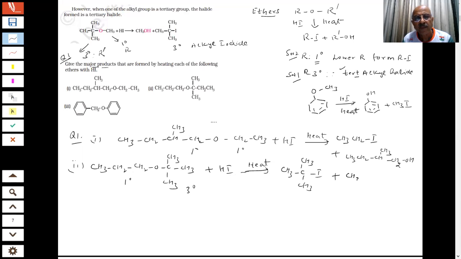Because you know this proceeds through the SN1 mechanism, and this proceeds through the SN2 mechanism. We have already discussed the mechanisms; you have them in your notes. Yes or no? Okay. This was all to be written for the paper. 1 mark question. They will see this. Okay, 1 mark.